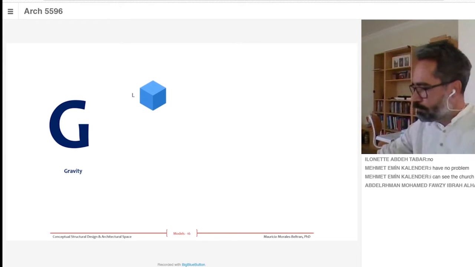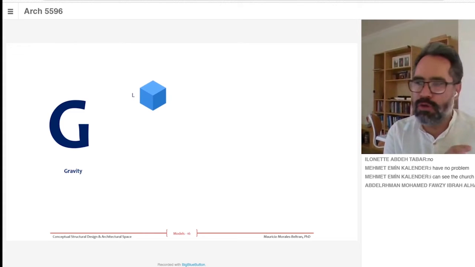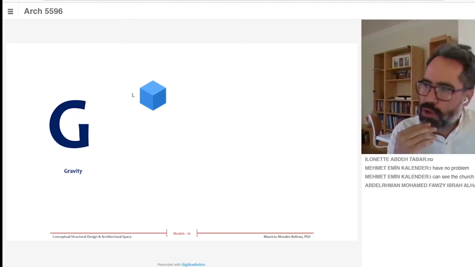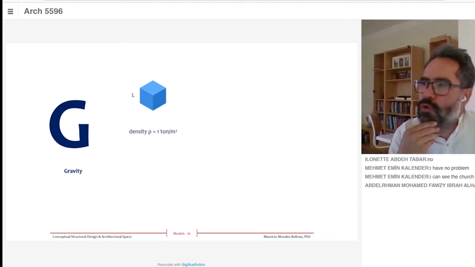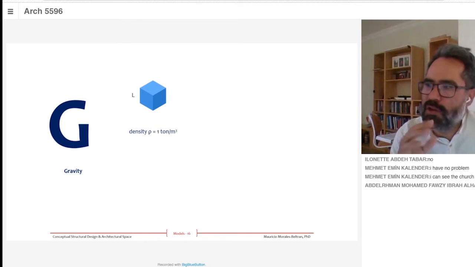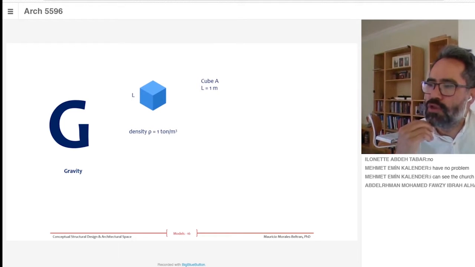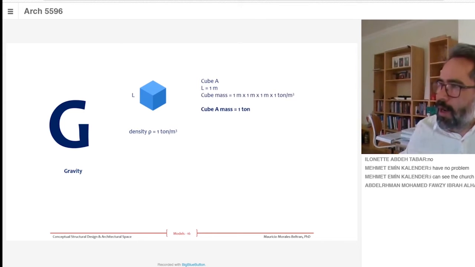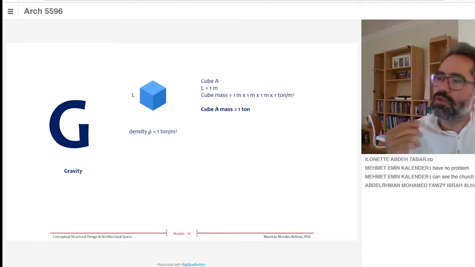So what is the effect of gravity on built objects? Imagine that we have this cube whose dimension is L, and imagine that this cube is made out of material whose density is around 1 ton per cubic meter. So I'm going to call this cube A, and I'm going to give it a dimension of 1 meter. Of course, the mass is going to be 1 ton, which is the result of multiplying the volume, which is 1 cubic meter, times the density, which is 1 ton per cubic meter. So that is 1 ton.